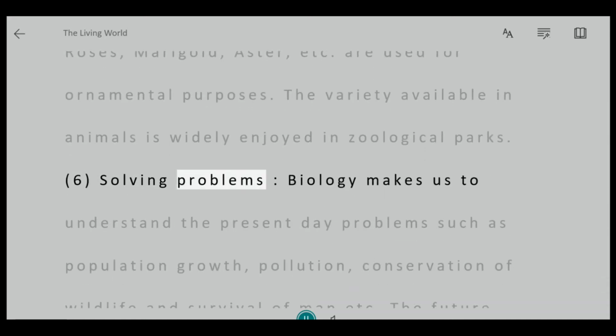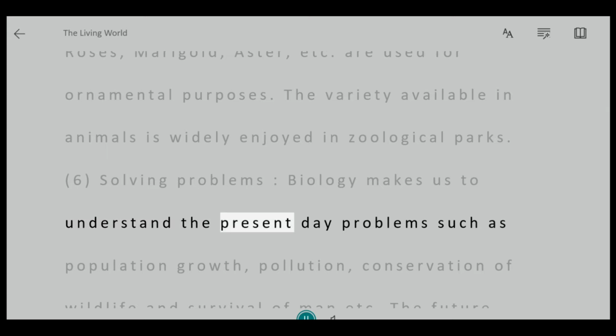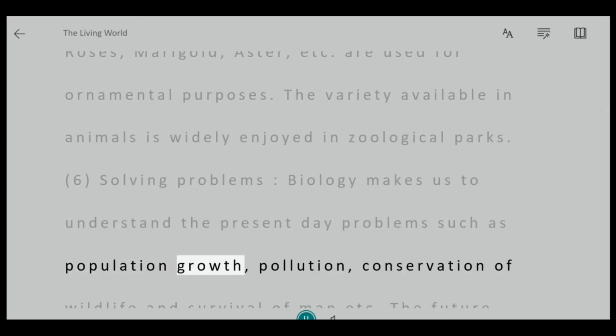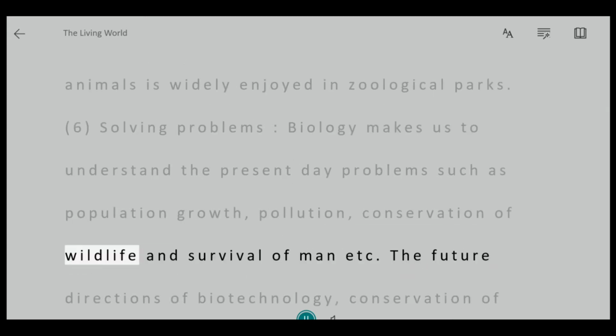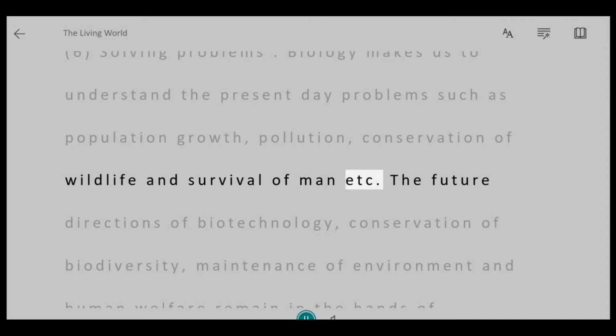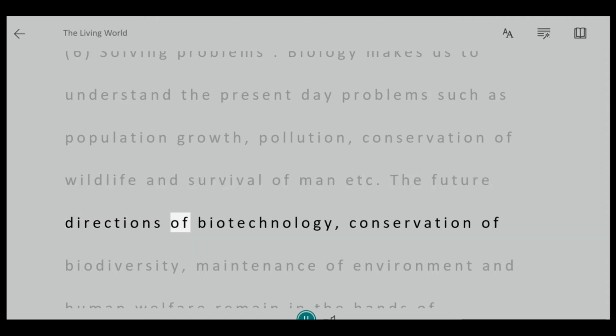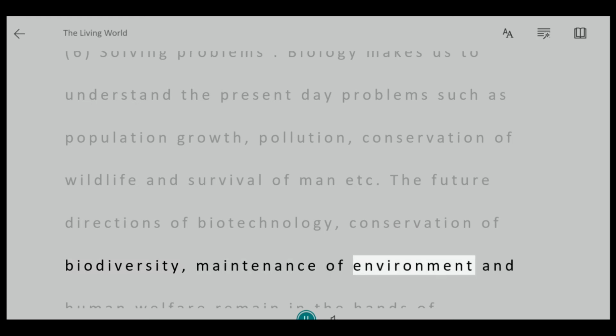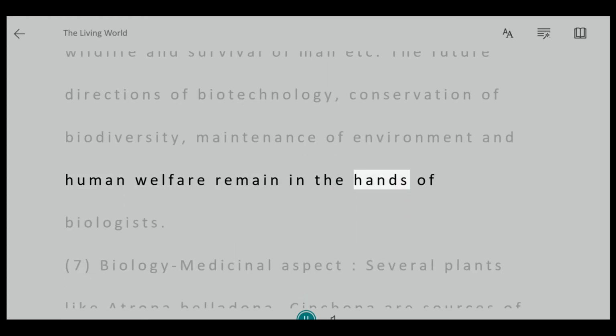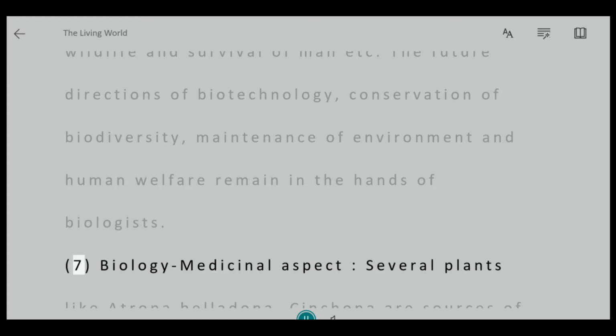6. Solving problems. Biology helps us understand present-day problems such as population growth, pollution, conservation of wildlife and survival of man, etc. The future directions of biotechnology, conservation of biodiversity, maintenance of environment and human welfare remain in the hands of biologists.